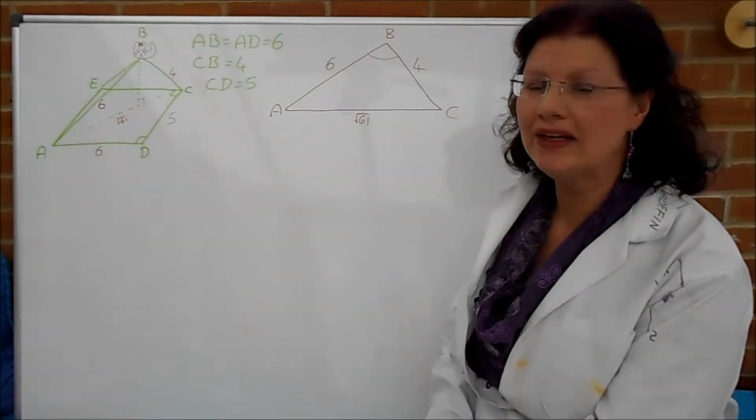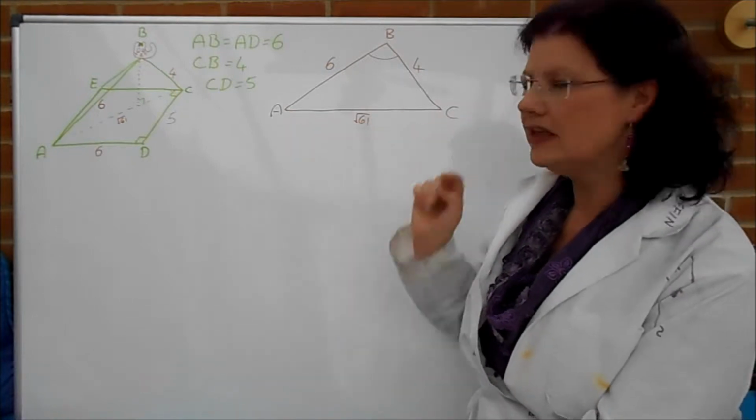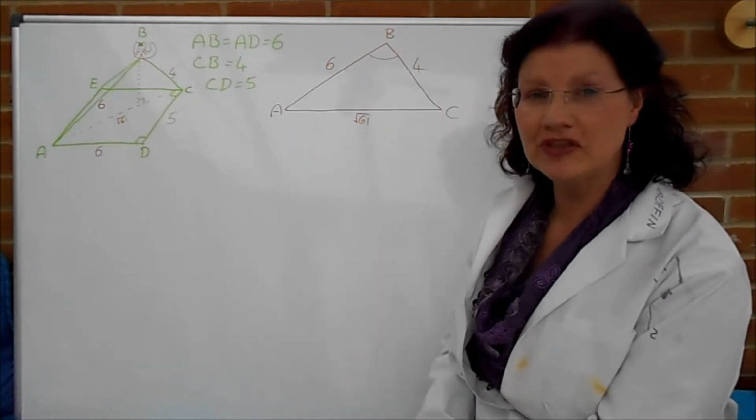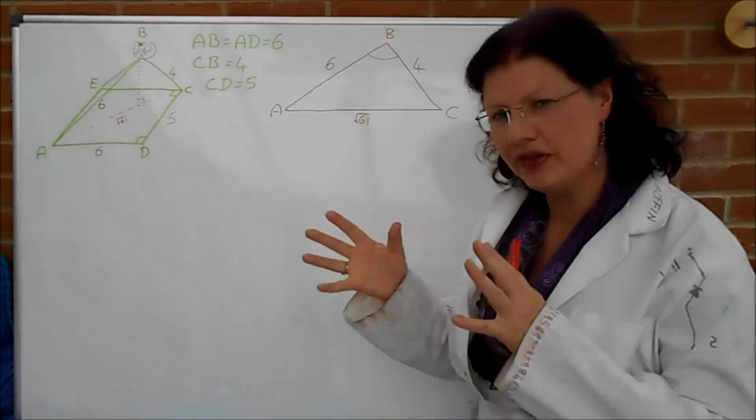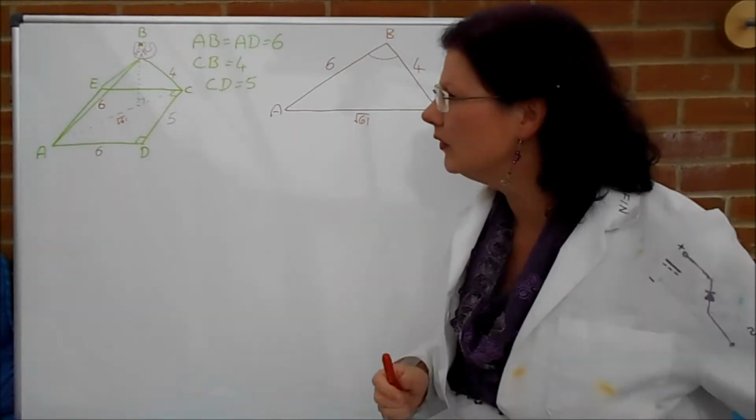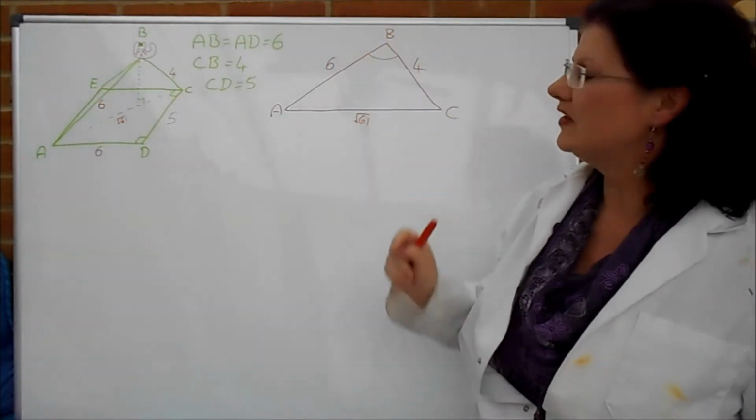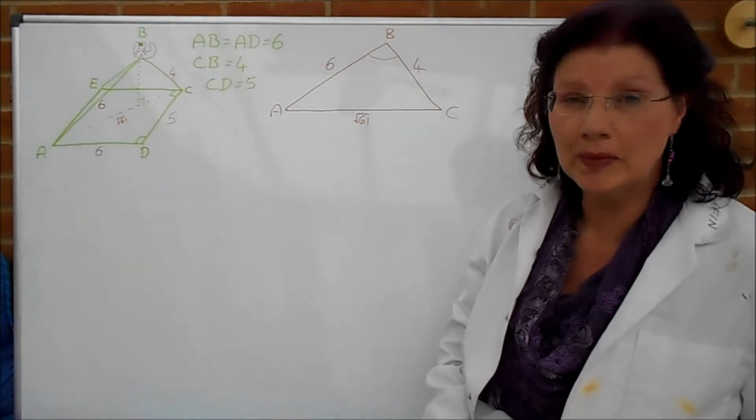Right, I've drawn out the triangle ABC. AC that we worked out is root 61, and I'm leaving it as that rather than the decimal places because that's more accurate. We have this side 6 and this side 4, and we need the angle at the top.